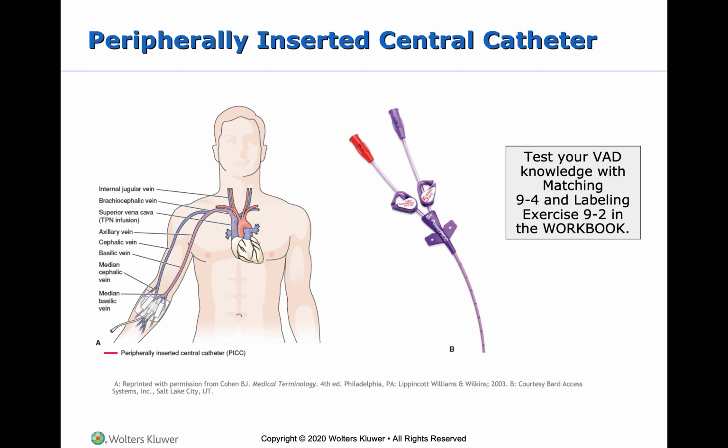So this is basically just a line inserted into their peripheral venous system, and then it's threaded, similar to the central venous catheter where it was threaded through the subclavian down into the superior vena cava. This is going to be threaded all the way from wherever it's inserted all the way up into the superior vena cava. Okay?